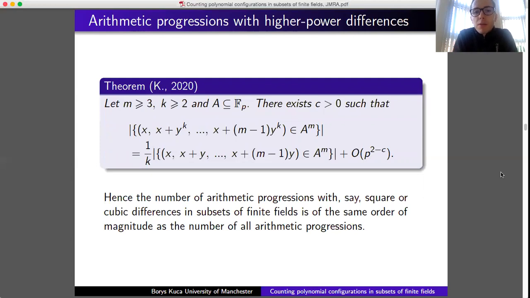More generally, we can say that the number of m-term arithmetic progressions with kth power differences is 1/k times the number of m-term arithmetic progressions. And again, the factor 1/k here follows from the fact that there are roughly p/k numbers of the form y to the k in F_p. A consequence of this result is that the number of arithmetic progressions with, let's say, square or cubic differences is of the same order of magnitude as the number of all arithmetic progressions.